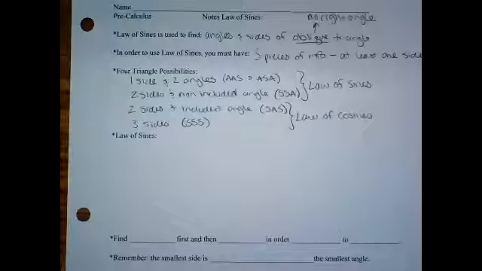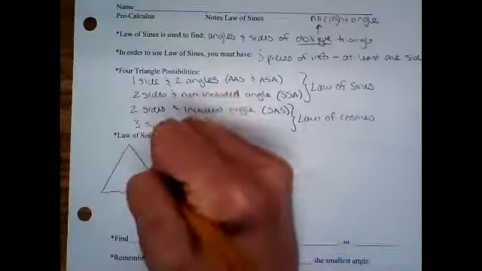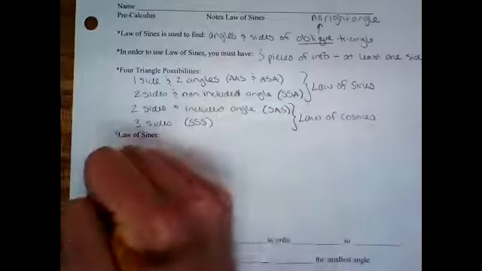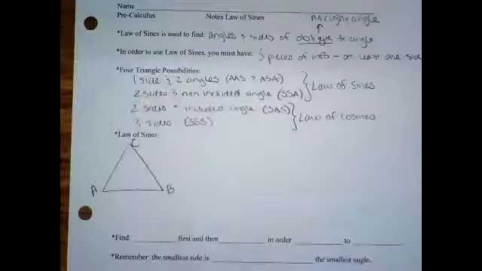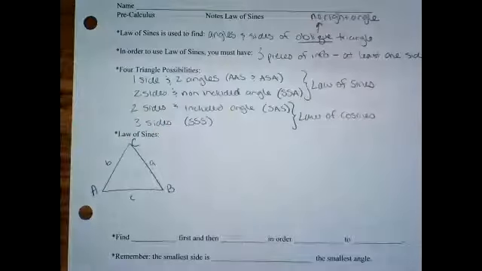All right, now I'm going to show you where the law of sines comes from. You might not care, but I'm going to show you anyway, all right? Draw yourself a triangle. We're going to call it ABC. And then the lowercase letters go across from the uppercase letters. So baby a, baby b, and baby c.